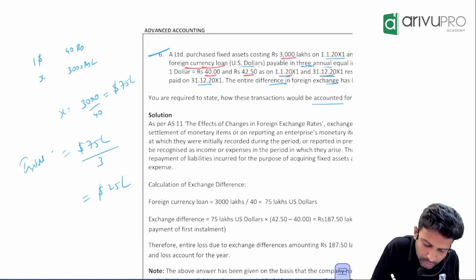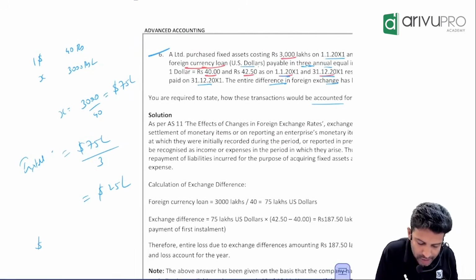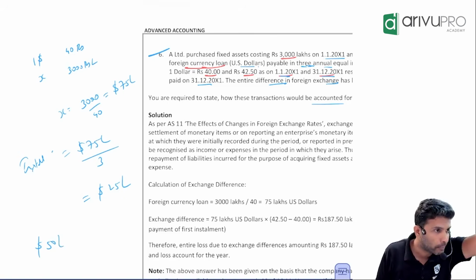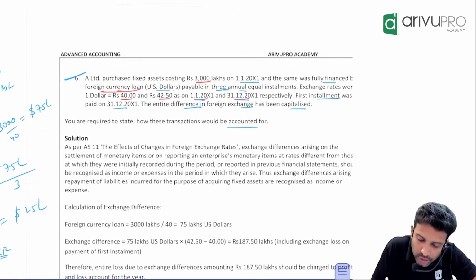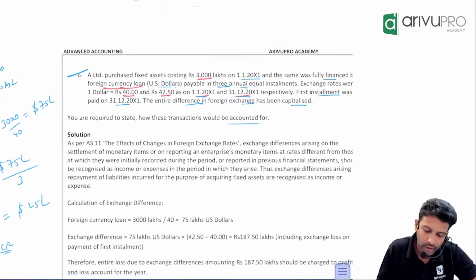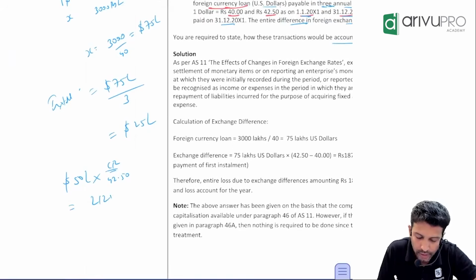Sir, how much loan is pending now? You took a loan of how much? 75 lakh. How much did you repay? 25 lakhs. How much loan is still pending? 50 lakh. Correct? 50 lakh loan is still pending. You have to convert this using what rate? Closing rate. What is the closing rate? You are closing the books on 31st December here, so the closing rate is 42.5. So converted using 42.5, it is 2125 lakh. Rupees 2125 lakhs.